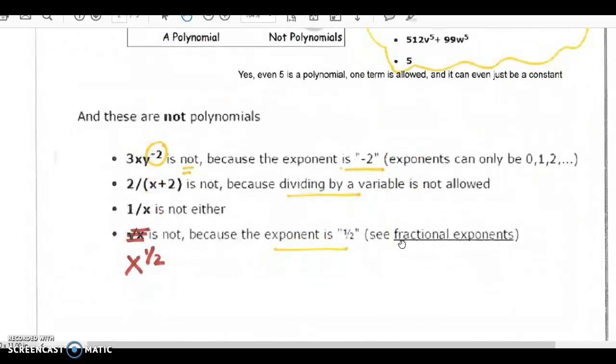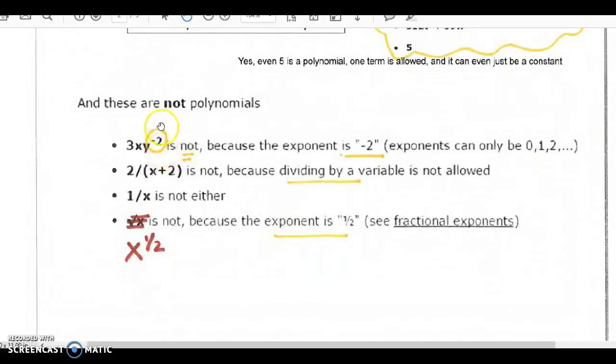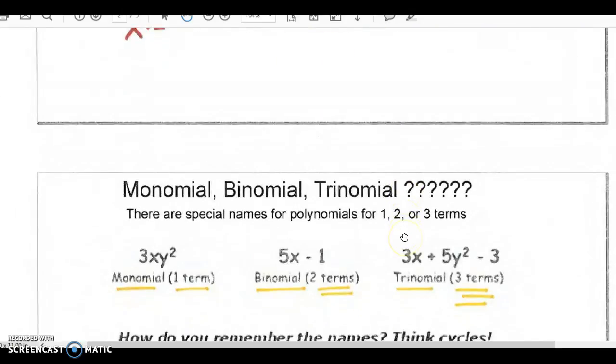However, these are not. In a polynomial, you cannot have a negative exponent. You cannot divide by a variable, in this case or in the next example. And if you had x to the 1/2, it's not a polynomial either because the exponent is 1/2. You cannot have fractional exponents.